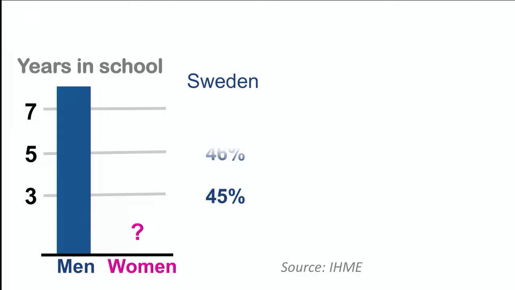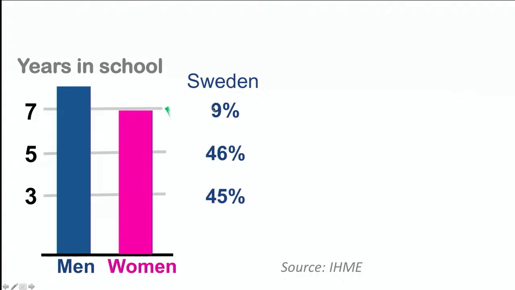When we tested the public in Sweden, this question is, how long did women go to school on average? Men on average, the blue bar, went 8 years to school. Women, how long did they go? We asked the Swedish. And as you can see, only 9% think that women in this world went 7 years to school, and that's the correct answer. The Swedish public is absolutely misinformed about the status of women because we exaggerate gender inequalities.